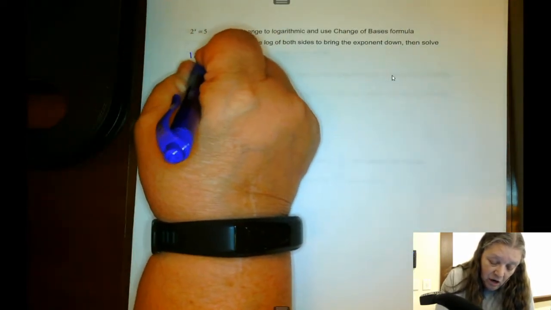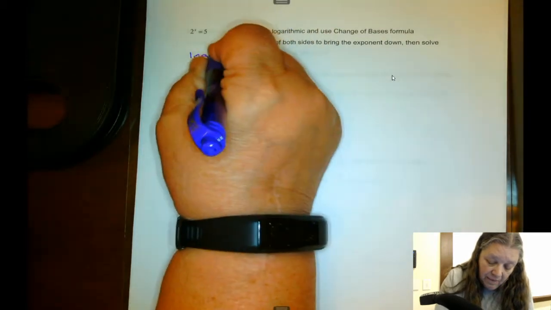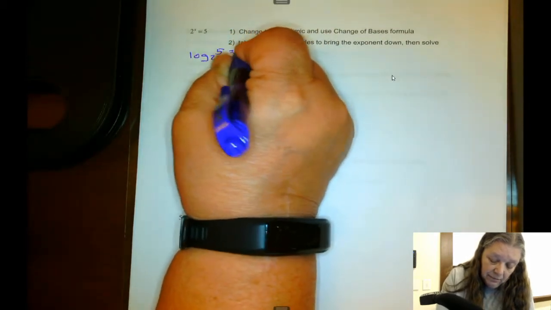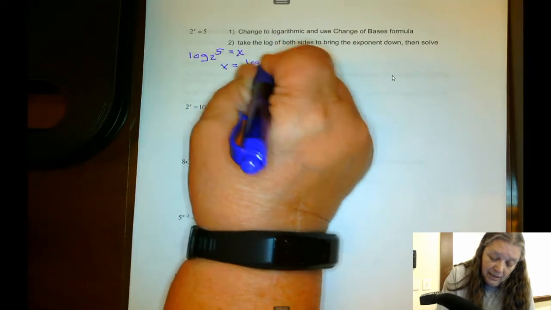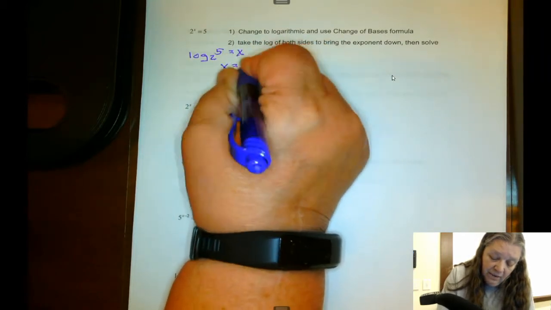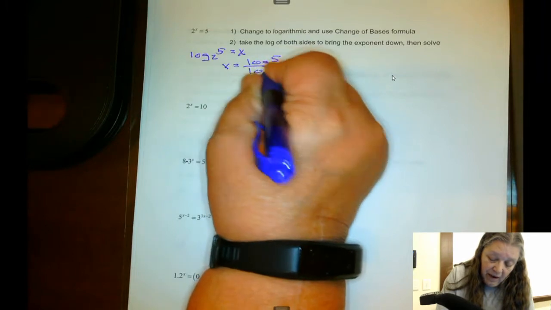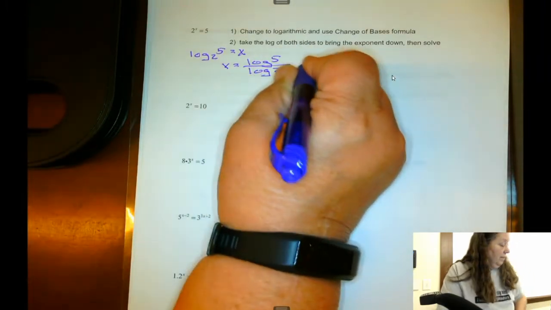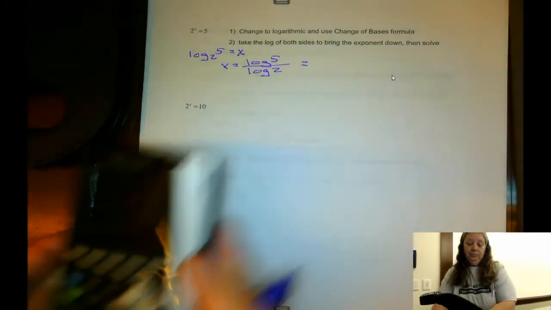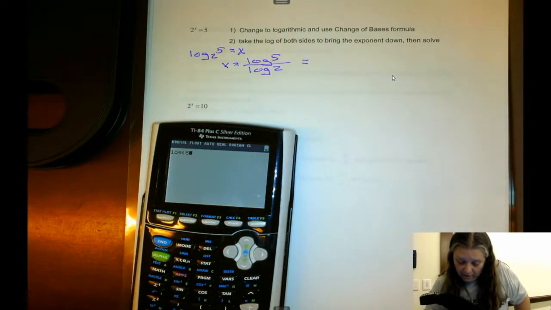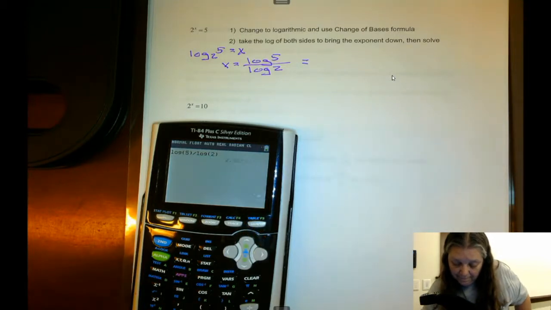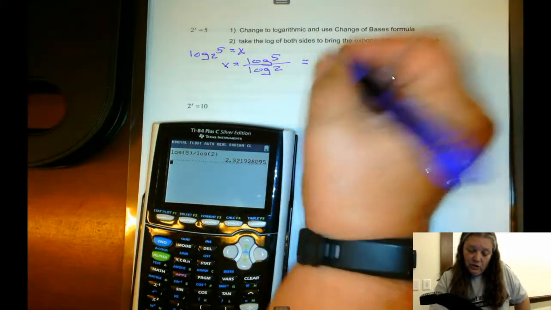This would be log base 2 of 5 equals x. So x is the log of 5 divided by the log of 2. So log of 5 divided by log of 2 is 2.3219.